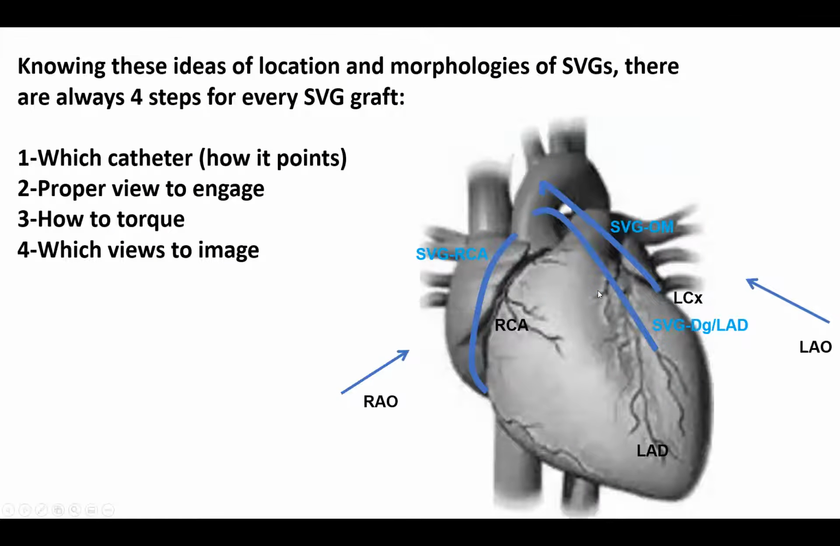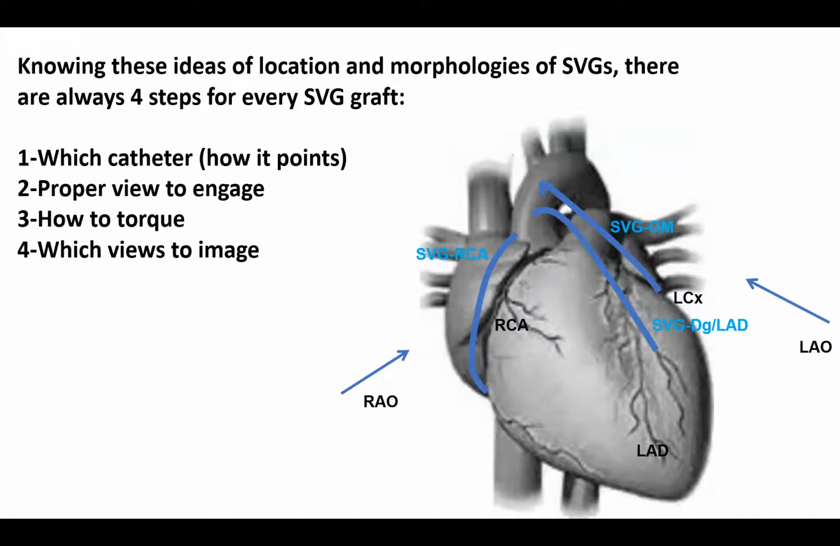So when we're planning to engage a graft, quickly in our minds, we need to go through 4 steps. One step is which view, which I explained. A second step is which catheter to use, and that relies on the prior idea I described: what's the morphology of that ostium, pointing down or pointing up. The third idea is how to torque, counter or clock torque. And the fourth is which views to use to image that graft.